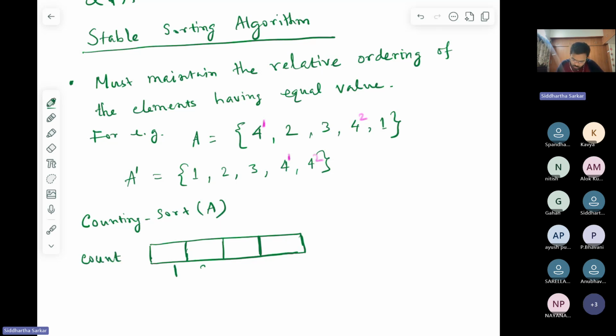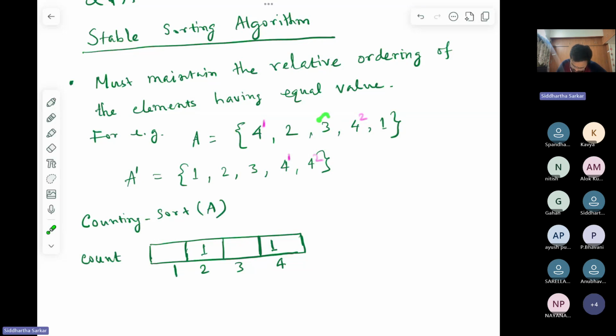So the numbers are within the range 1, 2, 3, 4. So there are 4 elements in the array. So first it checks that what is the first number? It is 4. So it counts that, okay, there is one occurrence of 4. Then it checks the second number, it's 2. So it goes to index 2 and says there is one occurrence of 2.